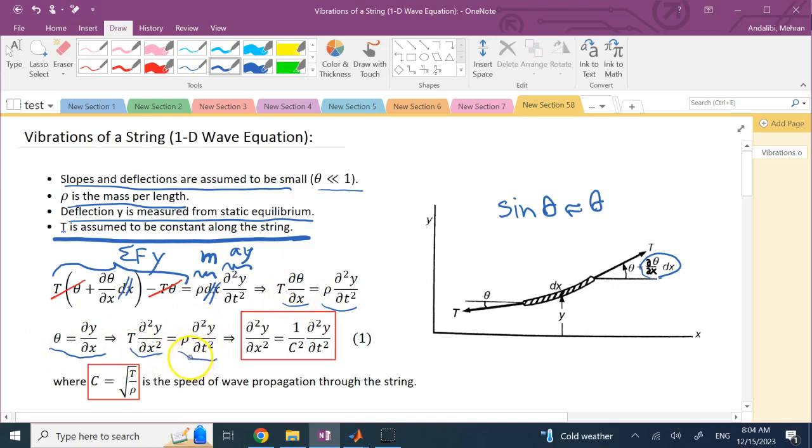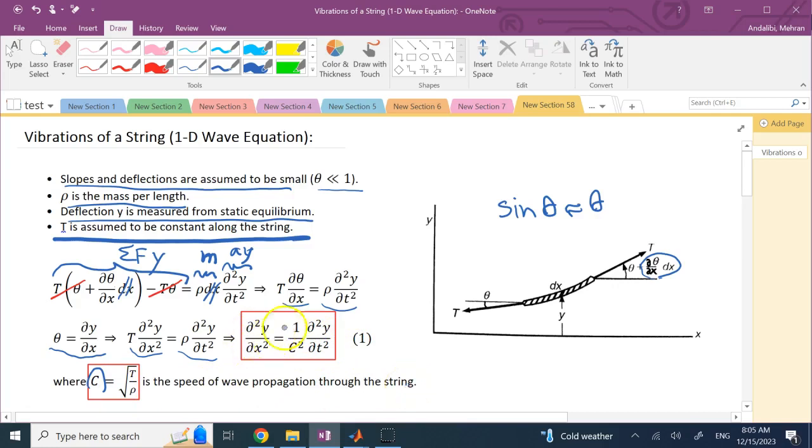If you divide both sides by T and denote the square root of T over rho by c, you can write the governing equation as the second partial derivative of y with respect to x equals 1 over c squared times the second partial derivative of y with respect to time. And this is known as the 1D wave equation. And c here is the speed of wave propagation through the string.